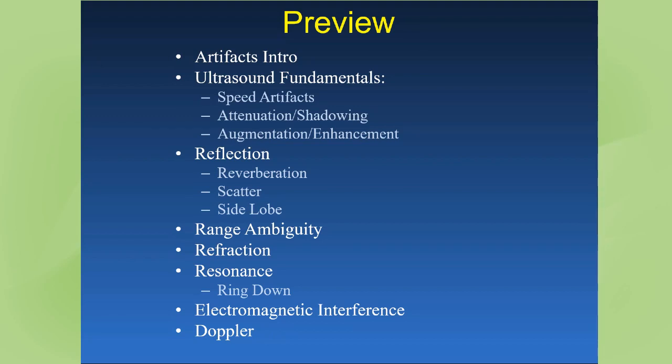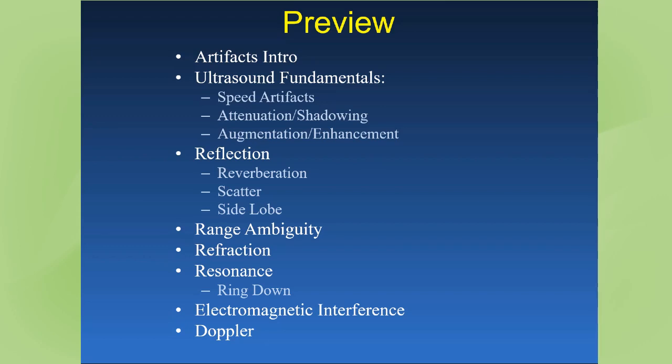We'll look at ultrasound and how it might create shadowing or attenuation. We'll see how ultrasounds create new augmentation or enhancements to images. And once we understand these mechanisms, we'll be able to categorize the mechanism and actually put a label on the type of artifacts. Now, these labels happen to all start with R, as you see here. The simplest one and the most intuitive one are called reflection artifacts.